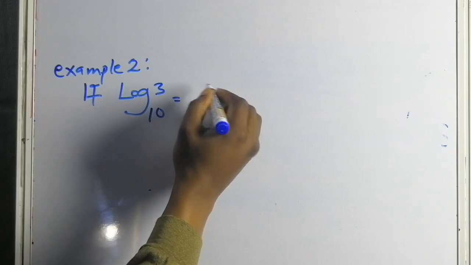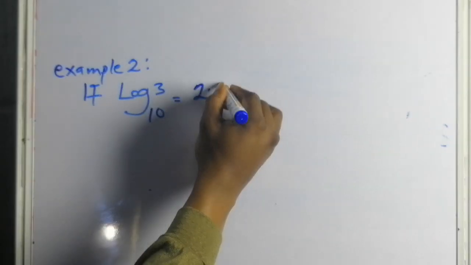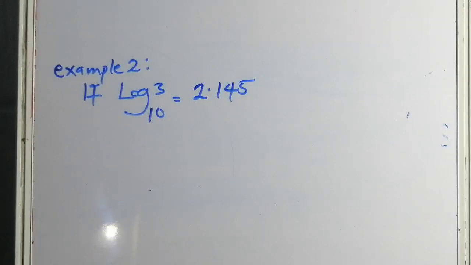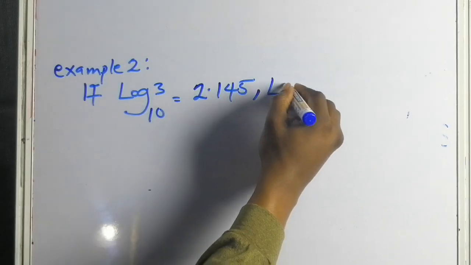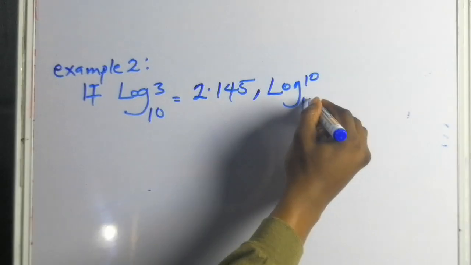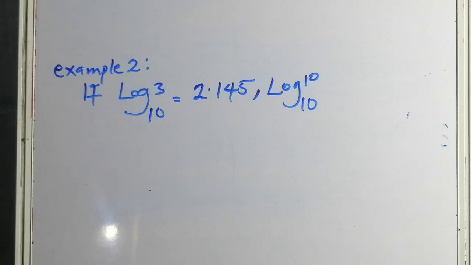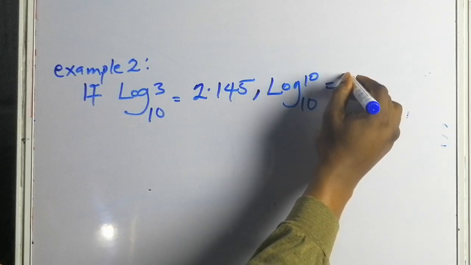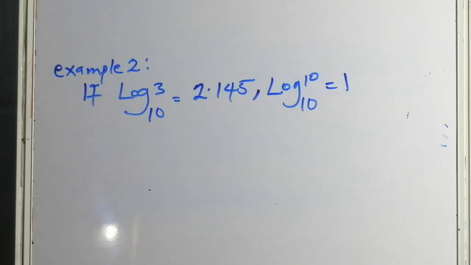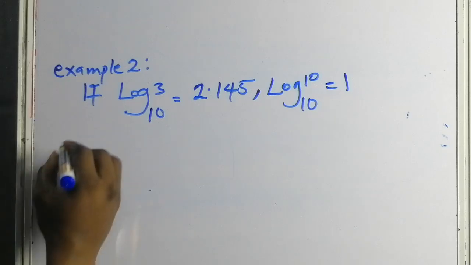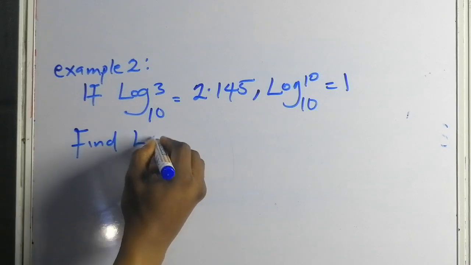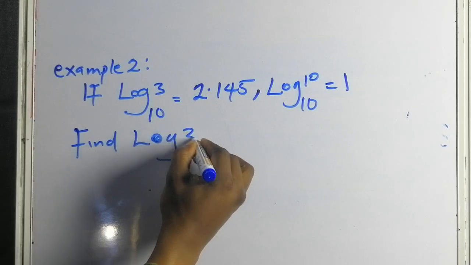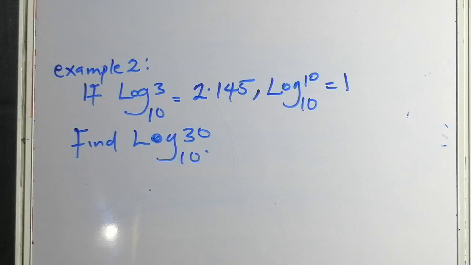If log 3 base 10 equals 2.145, and you have log 10 base 10, we know log 10 base 10 is equal to 1. If log 10 base 10 is equal to 1, they can say, find log 30 base 10.